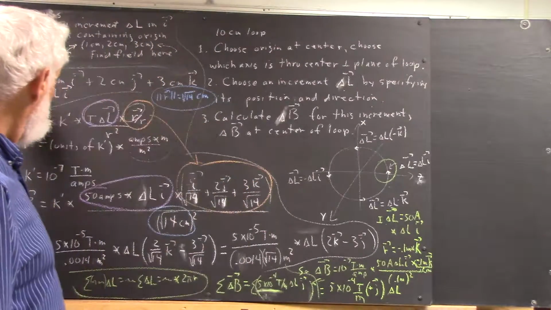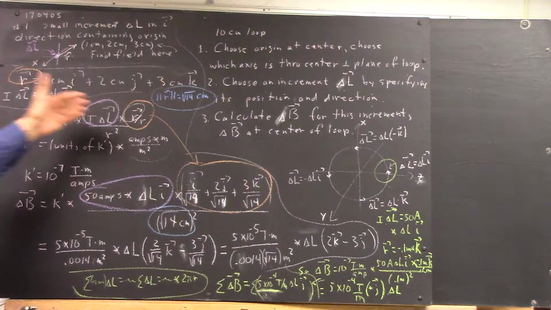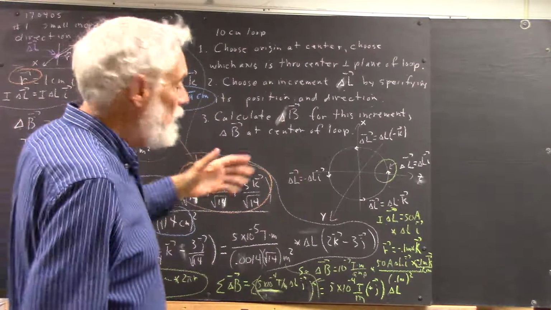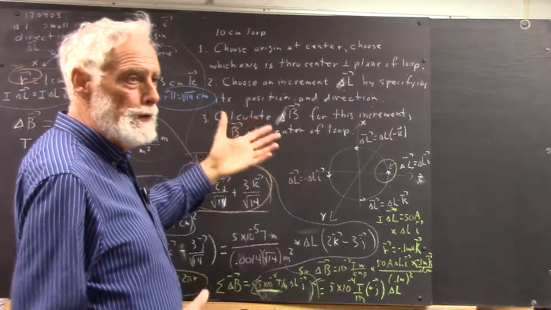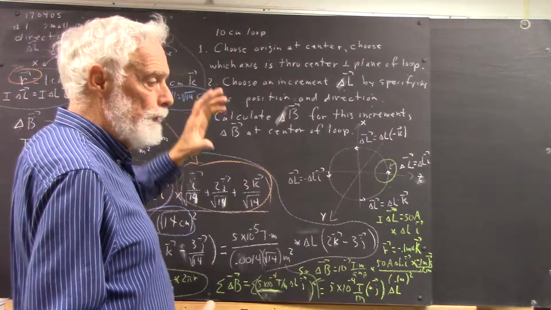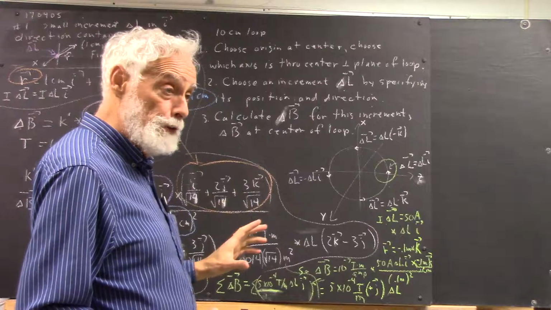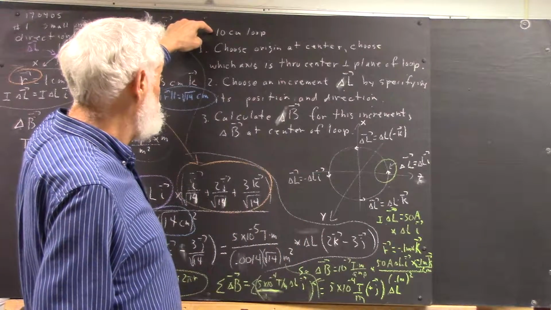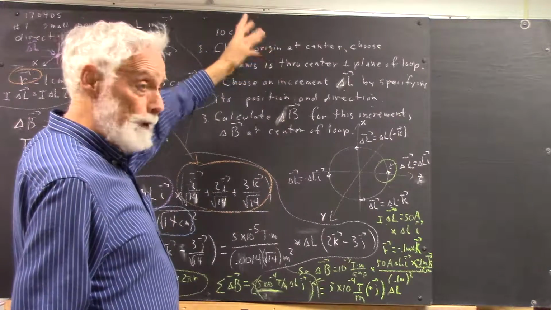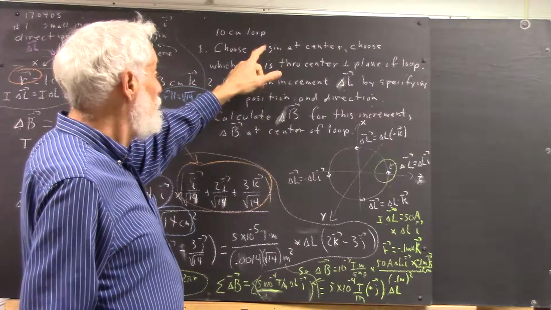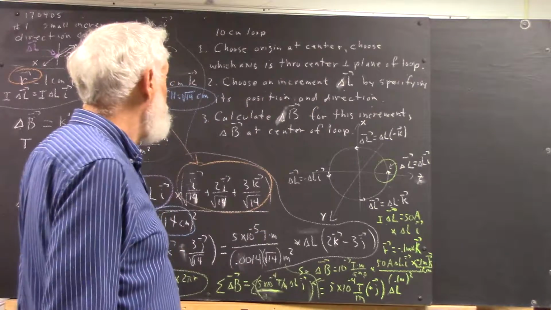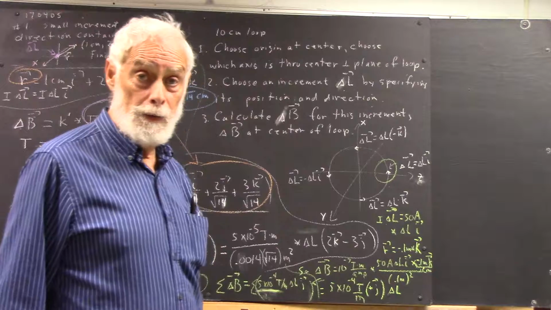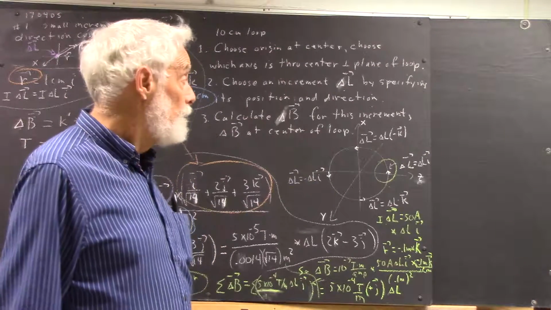Okay, this is a vector rule. You're going to want a coordinate system. Now you can kind of think around the coordinate system for this situation, but I really want you to get used to thinking in terms of the coordinate system before you start trying to think around the coordinate system. Okay, 10-centimeter loop. I instructed everybody to choose the origin at the center of the loop and choose which axis goes through the center perpendicular to the plane of the loop. Very simple. Okay?